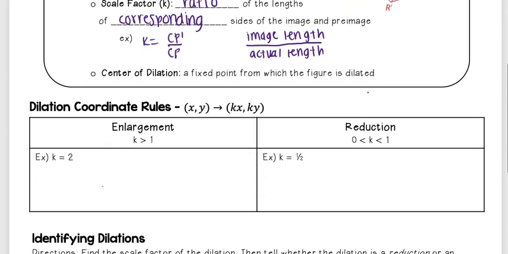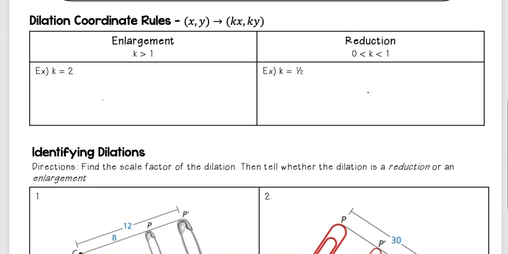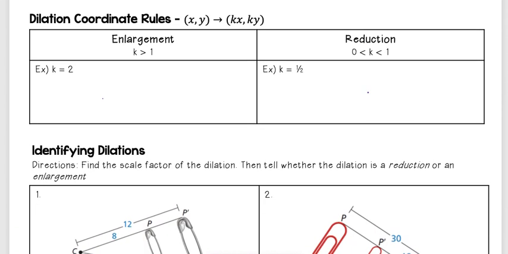And so we have coordinate rules for this as well. So this would be kind of similar to translations. Translations we added or subtracted. This one we are going to be multiplying. And so it would be (x, y) to (kx, ky). And so that means they're being multiplied together.